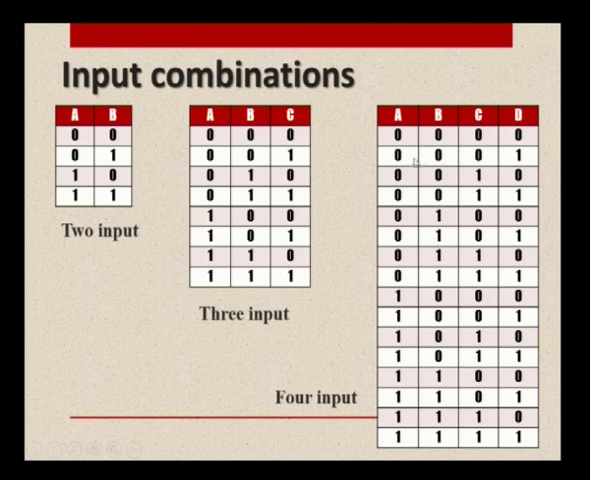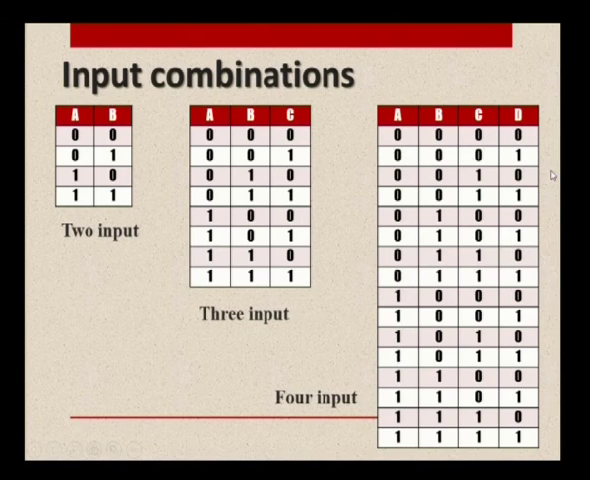For A, B, C, D, each combination will differ from the other in at least one of the inputs. See, if you take the first 2 combinations, the difference is only found in D, and between the second and third combinations the difference is found in 2 places. In C and D it is varying. So, like that, it is a very simple technique. By permutation and combination we will be able to generate all the inputs for the given number of inputs. All the combinations can be generated.